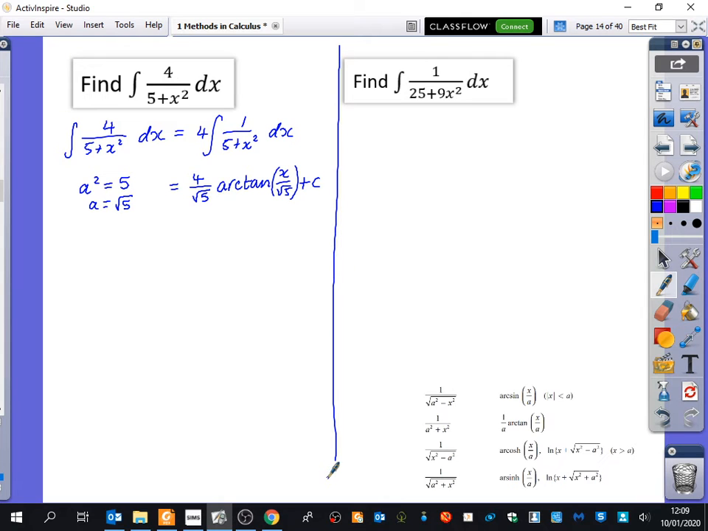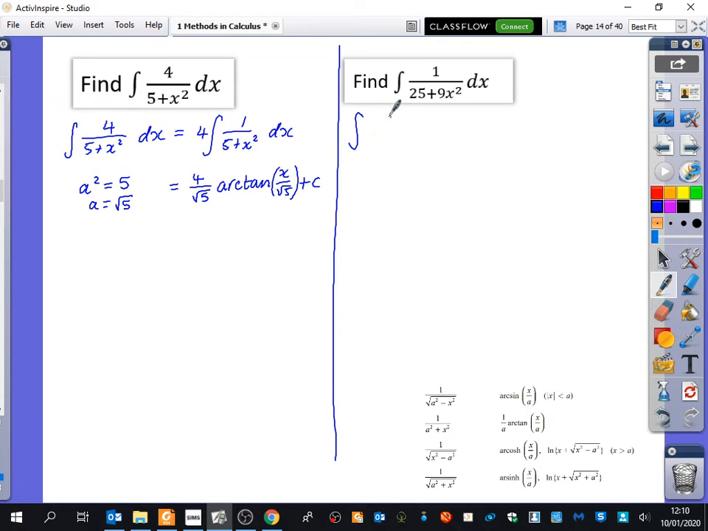Okay, and that's it. That's that integration done. It's just about manipulating it so that it looks like the correct form. This one doesn't look like the correct form. You might be tempted to say that a is equal to 5. But a is actually not equal to 5 here, because the x squared coefficient is 9. And in our standard formula, the x squared coefficient has to be 1.